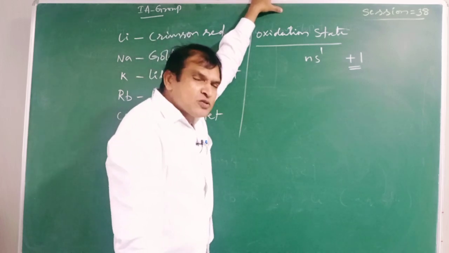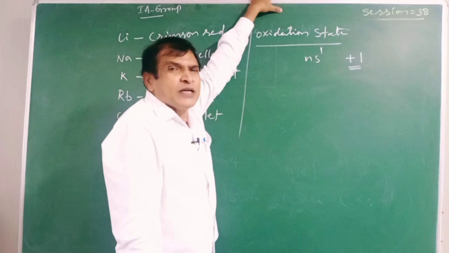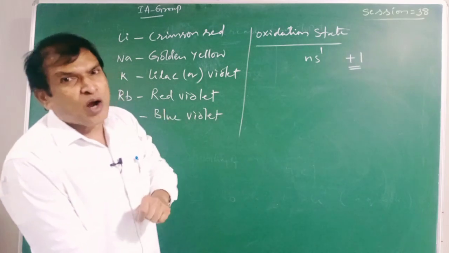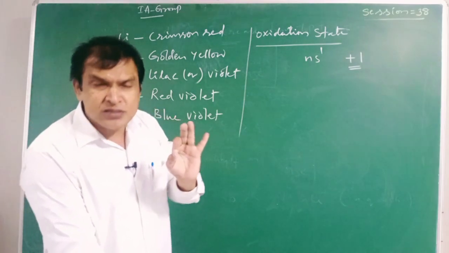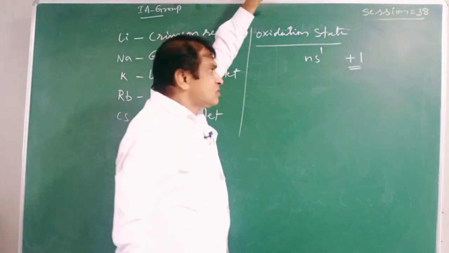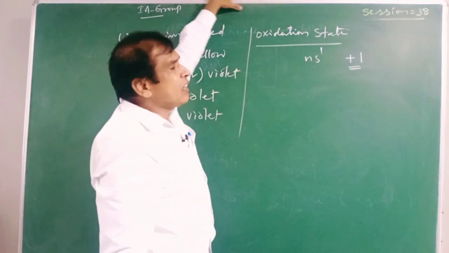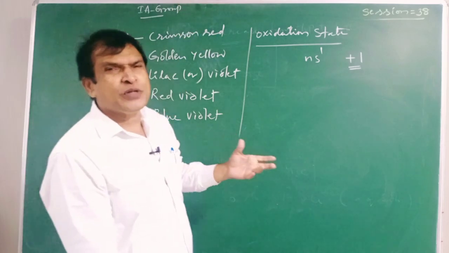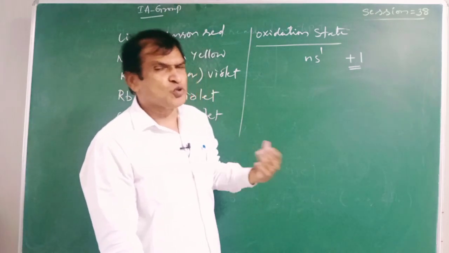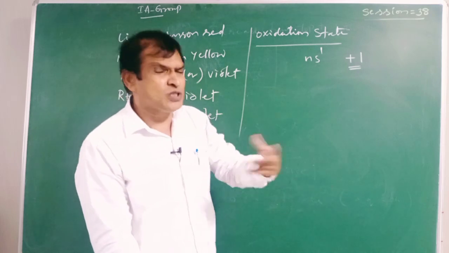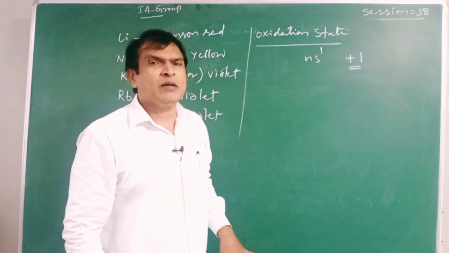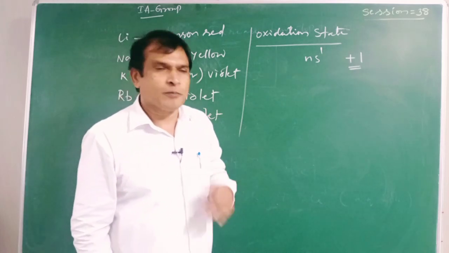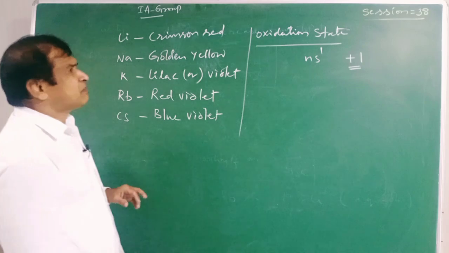It may be oxides, hydroxides, halides, carbonates, bicarbonates, whatever the compound of an alkali metal. In that compound, the alkali metal atom always exhibits only +1 oxidation state. That is an important point we have to remember. Any compound you take, of lithium, sodium, potassium, rubidium, or cesium, the alkali metal atom exhibits only +1 oxidation state. That is the concept of oxidation state.